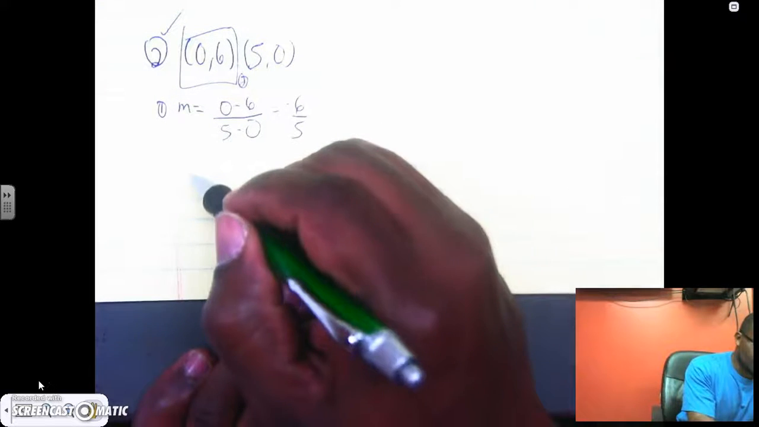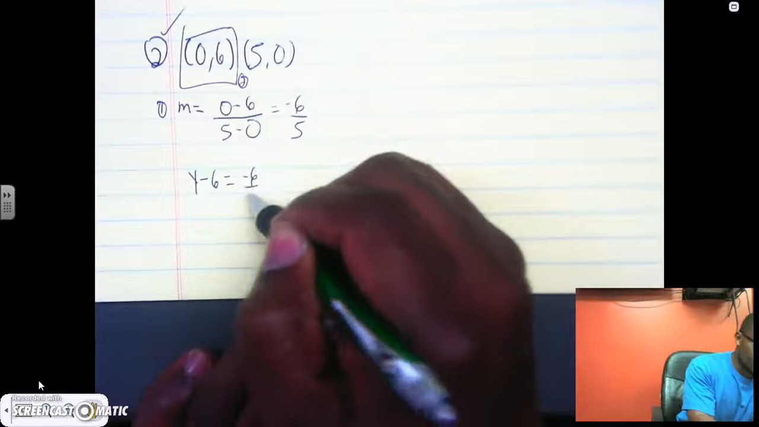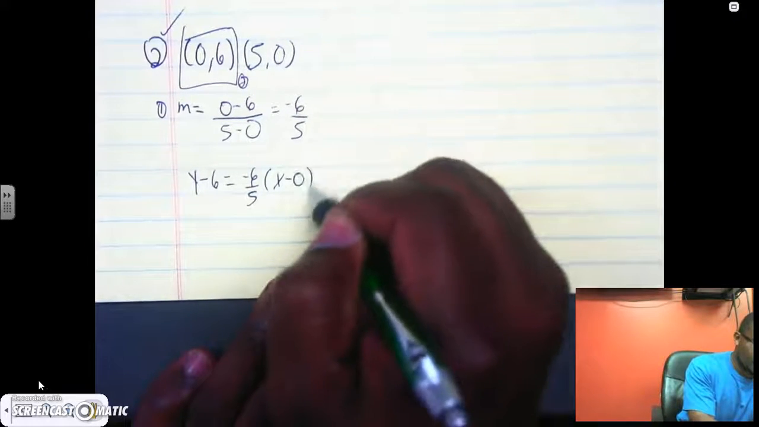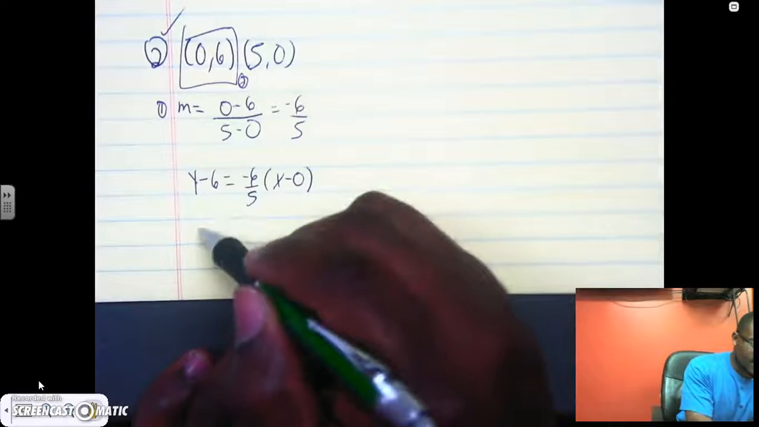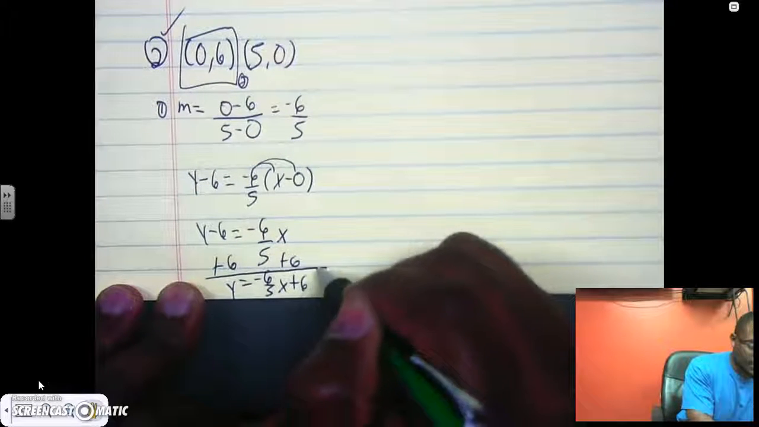So, after you pick a point, which is step number 2, you substitute that point into y minus y1 equals m times x minus x1. Now, I don't have to simplify any signs, so the next step would be y minus 6 equals -6 over 5 x. Distributive property. This times 0 just gives me 0, so I don't have to write plus or minus 0. Then it says solve for y, so you add 6 to both sides. So I write y equals -6 over 5 x plus 6.